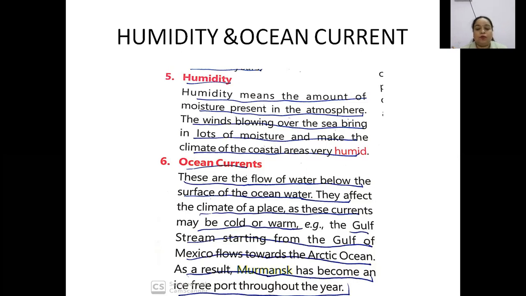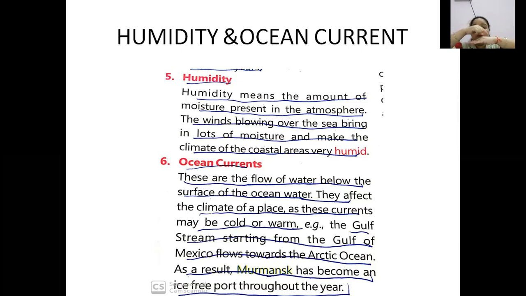The next important point is ocean currents. Now please children understand. What are ocean currents? Suppose the sea is there. The sea has water. Now what happened in the water? There is another stream of water. This is all water, but in that water, there is another stream of water.